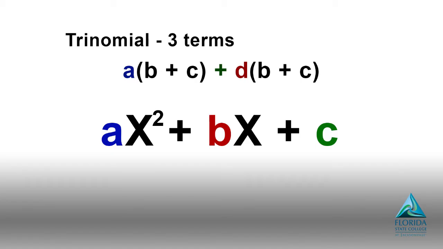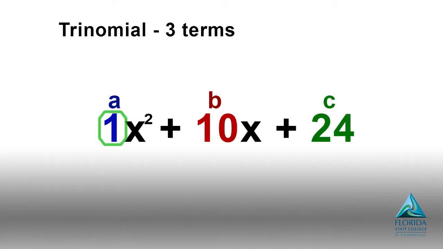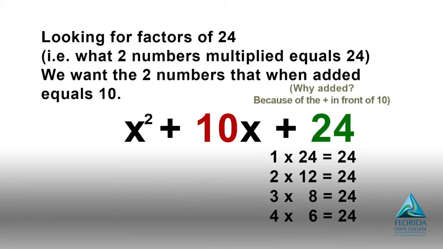So let's consider the following trinomial, and trinomial of course means three terms. If we have x squared plus 10x plus 24, we will see that the lead coefficient a is 1 and the lagging coefficient is 24, so we're looking for the factors of 1 times 24. Remember, factors are numbers that we're going to multiply together. So we're looking for the factors of 24 that add up to be the middle term, 10.